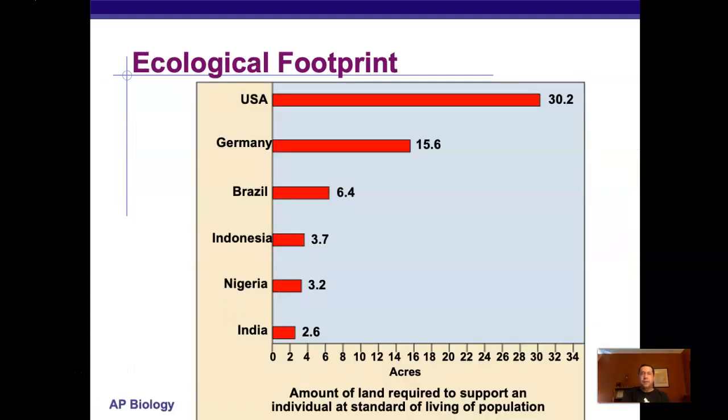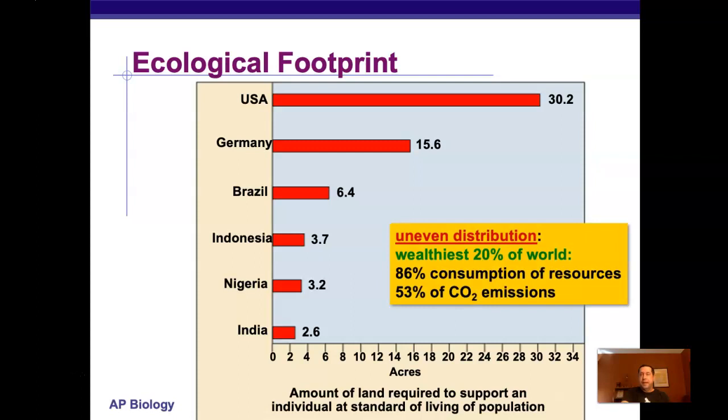The other thing we want to look at is resource use. The United States per person has the largest ecological footprint of any country in the world, which is the amount of land required to support an individual at a standard of living of a population. We're more than double Germany, and again, as we start getting to the developing countries, we are so far above how many acres of land it takes to support a person. Now, in the United States, we have the luxury of lots of land, whereas in a lot of countries they don't.